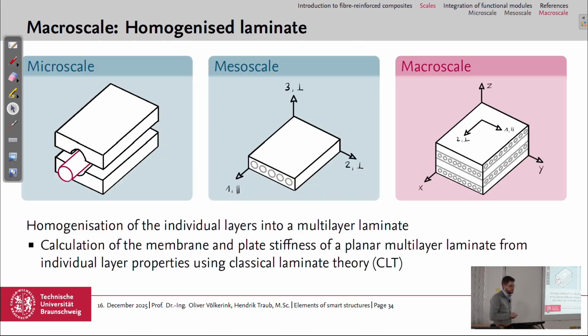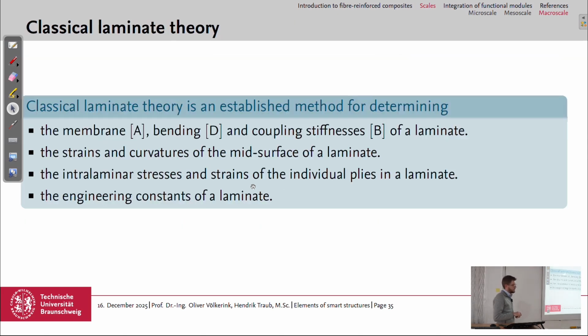So now we are going to the macro scale, and we will only have a brief look at classical lamination theory to see how we can get the stiffness of the whole laminate from the properties of an individual layer plus the stacking sequence. And in the classical laminate theory, we determine 3 different stiffness matrices: the membrane, the bending, and the coupling stiffnesses of a laminate. So we get the so-called ABD matrix.